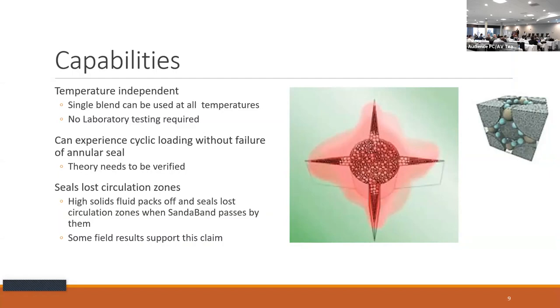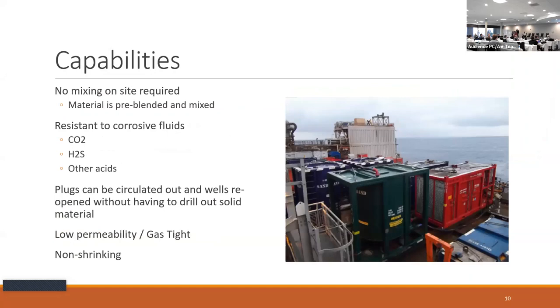there may be some concerns about that. If it flows into an existing fracture, it's been seen that it will actually seal that fracture off because the particle pack is so tight, there's no fluid leak off out of the system. So it immediately seals off that fracture and can be circulated past it. So it seals lost circulation zones, doesn't need to be tested, can be cyclically loaded without failure. Those things sounded really good to me. No mixing required on site. That's kind of a blessing and a challenge.